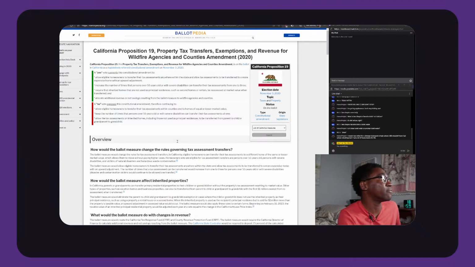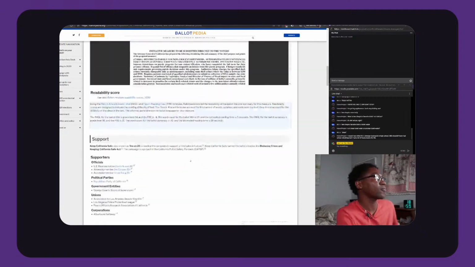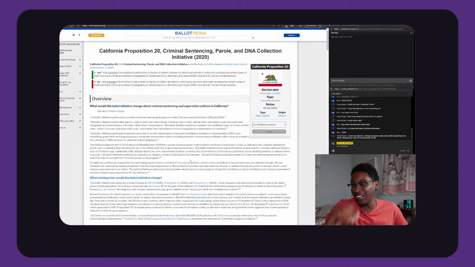See if I can speed these up a little bit. I love how I said that on one of the difficult ones. So 20 is a little bit messy.